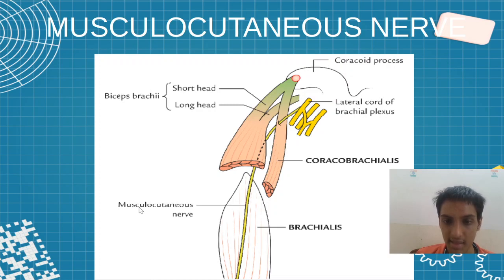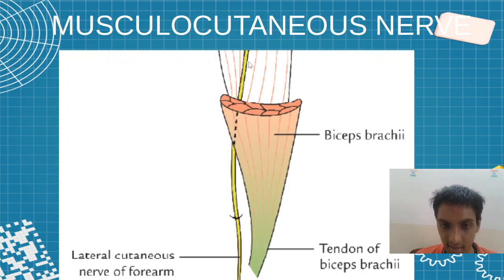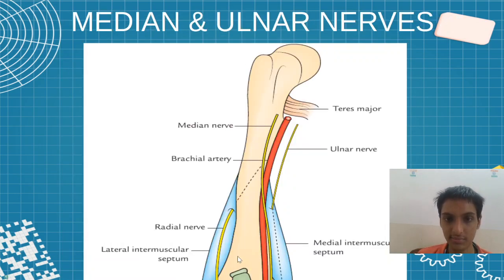Right, let's see musculocutaneous nerve. So as you are seeing, it arises from the lateral cord of the brachial plexus. It first pierces coracobrachialis, then the biceps, then it pierces brachialis, and then going downwards it pierces the biceps again and then comes out as the lateral cutaneous nerve of forearm. This is the course of the musculocutaneous.